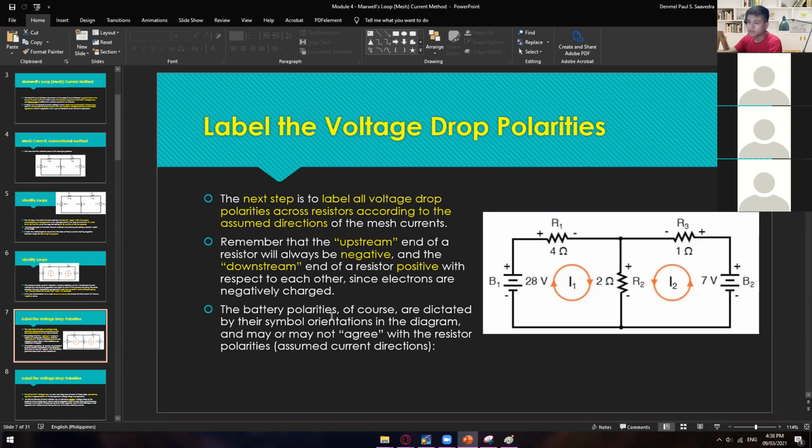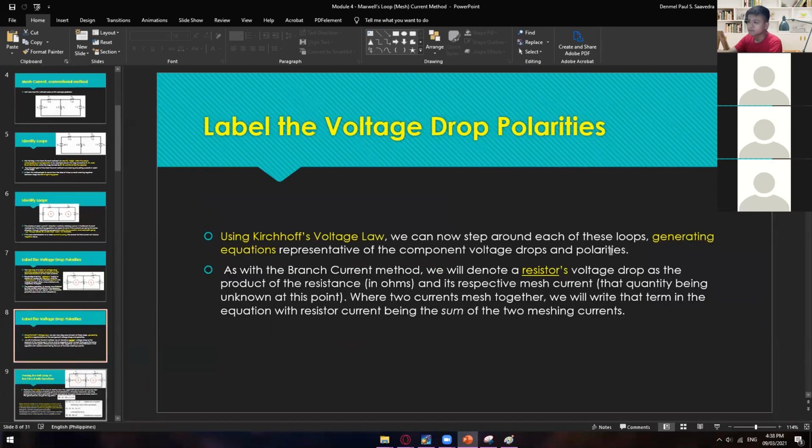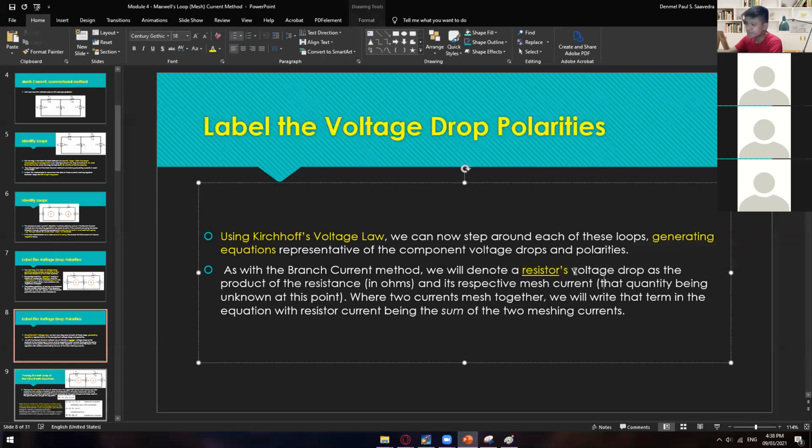Okay, so what else? Here are just some explanations. Right here, we will denote a resistor as a voltage drop, as the product of resistance in ohms with the respective mesh current, that quantity being unknown at this point. So as always, if you're going to pass through a resistor, it's always a voltage drop, not an additional voltage.